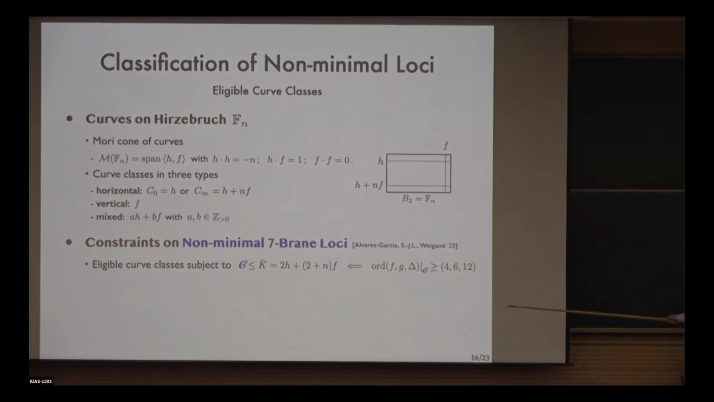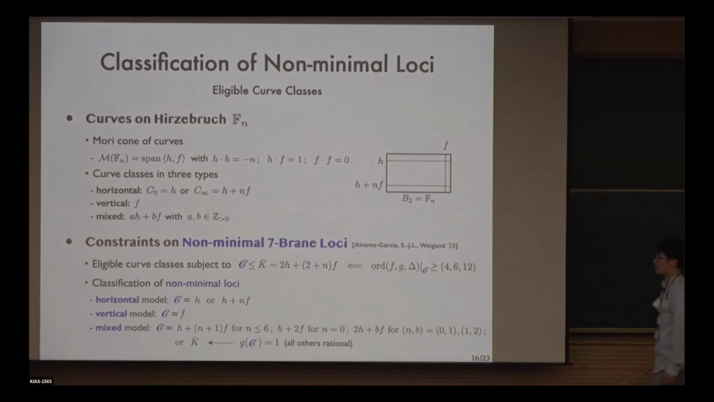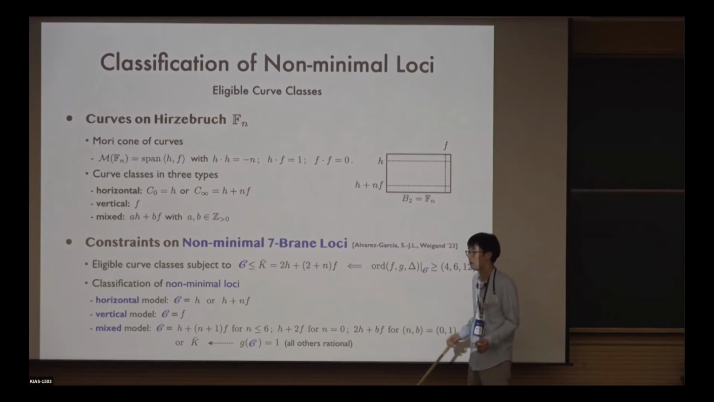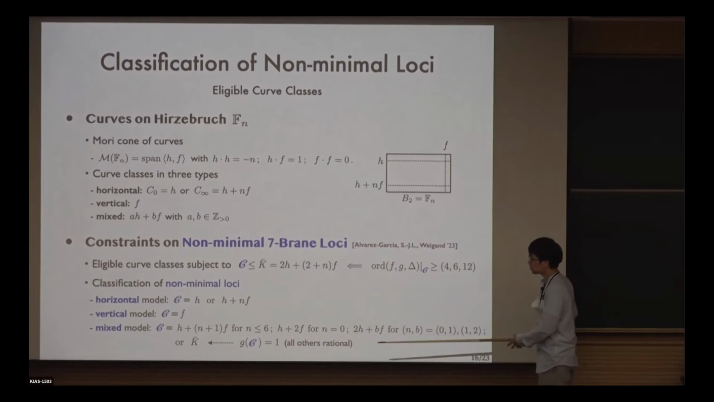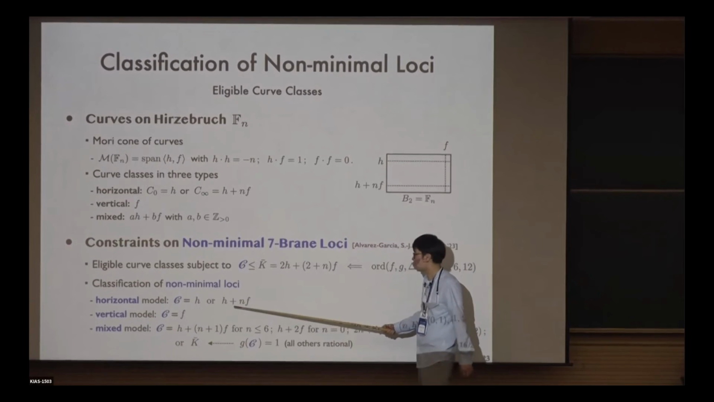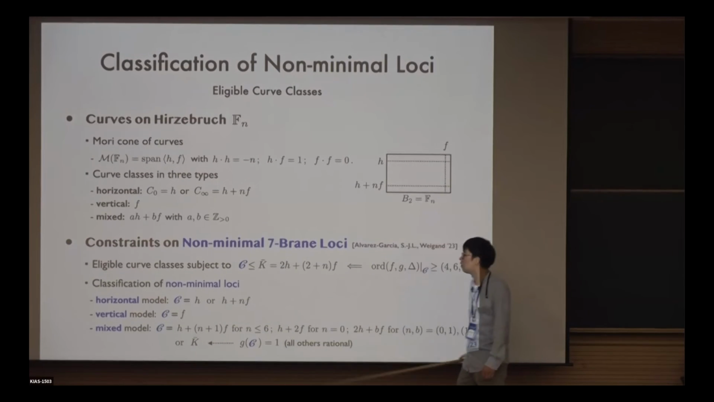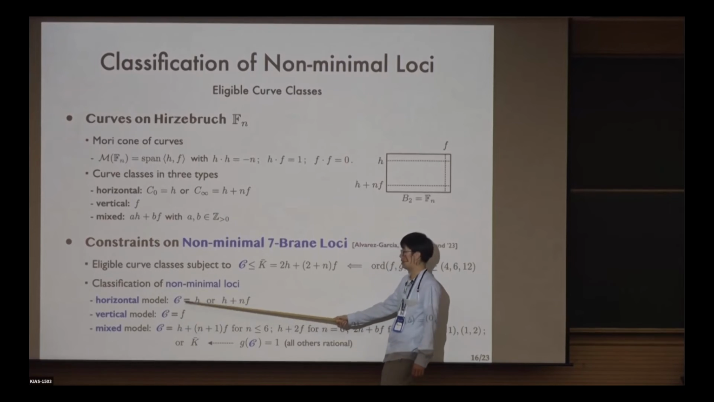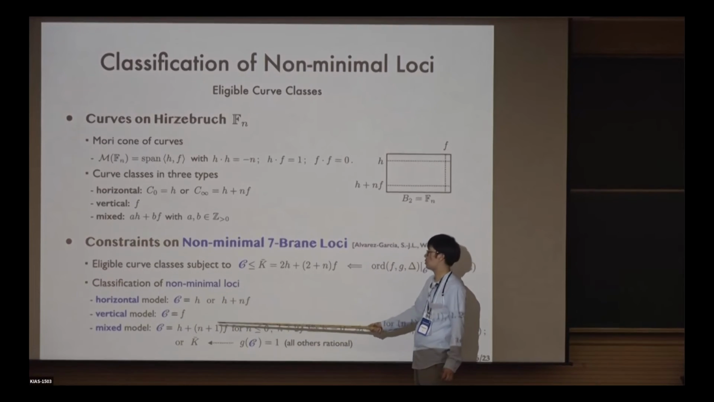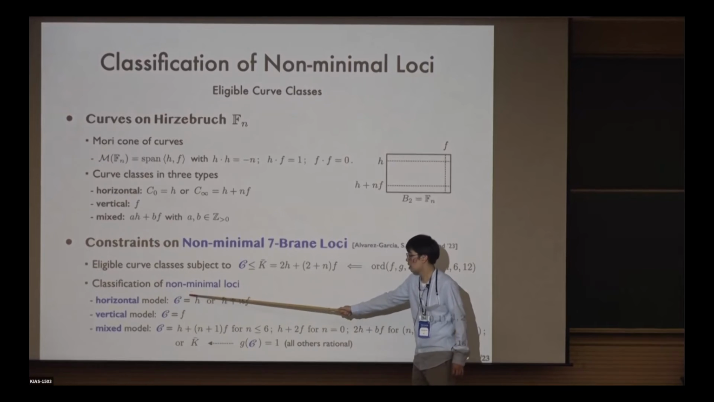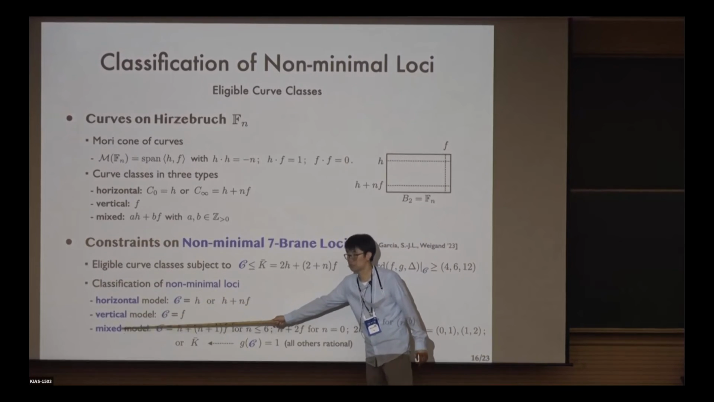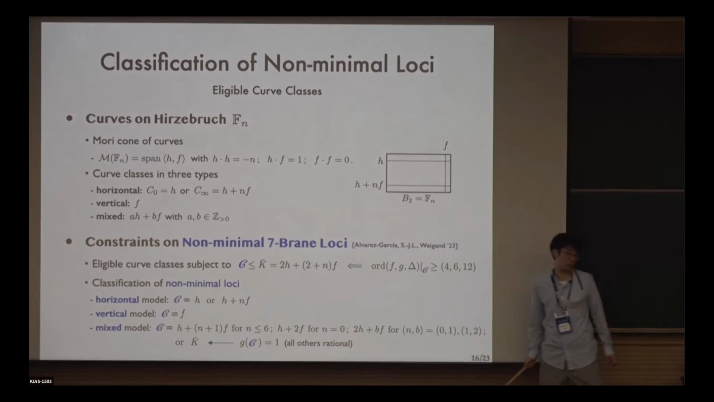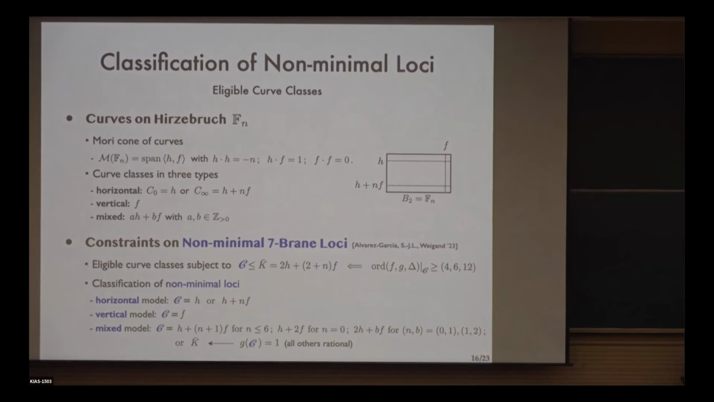In any case, we get this upper bound, and we also want the curves to be irreducible, because otherwise we should view this as multiple stacks of branes. So under these conditions, in the end, we are getting only this handful of curve classes that are eligible for non-minimal loci. So they are classified, and depending on the nature of these curves that will support non-minimal loci, we say that the corresponding model with such a non-minimal stack is horizontal, vertical, or mixed at the level of the model as well. So this is how we call the model with non-minimal seven-branes.